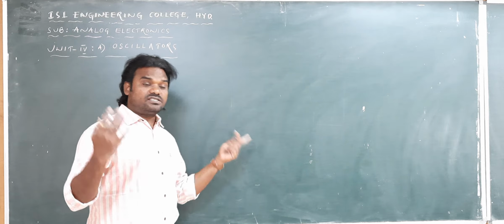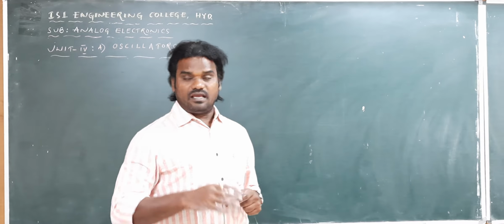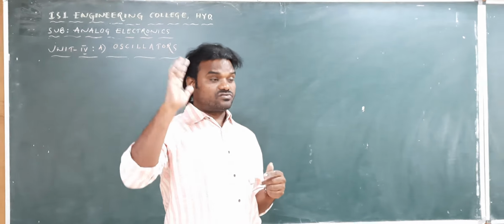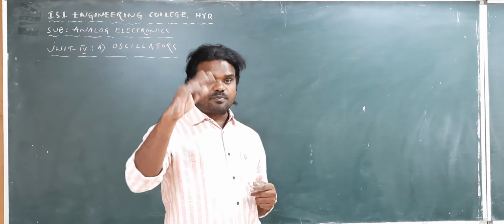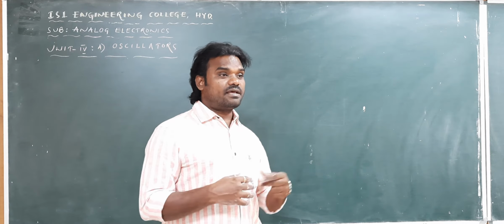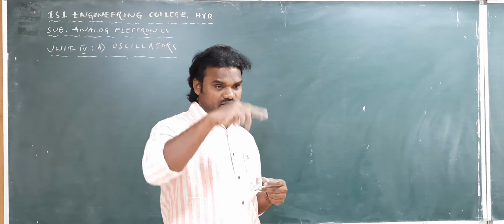And in general life, we can see many oscillators. In the lab, we will be having the CRO. CRO stands for cathode ray oscilloscope, that is going to display the various signals. And ECG is the best example for the oscilloscope. It gives the signal.